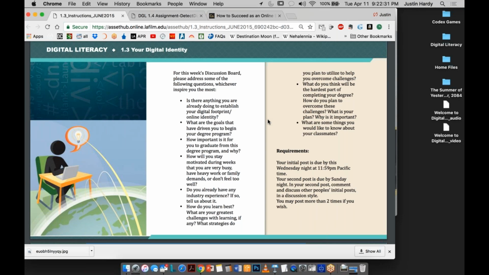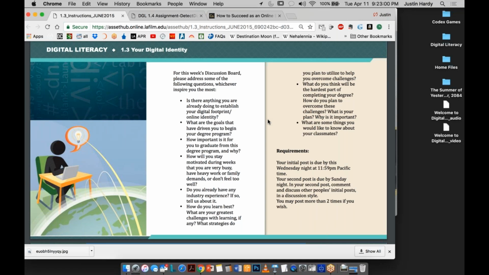Is there anything that you're already doing to establish your digital footprint or online identity? What are the goals that have driven you to begin your degree program? How important is it for you to graduate from this degree program and why? How will you stay motivated during weeks that you're very busy, have heavy work or family demands, or don't feel too well at all?